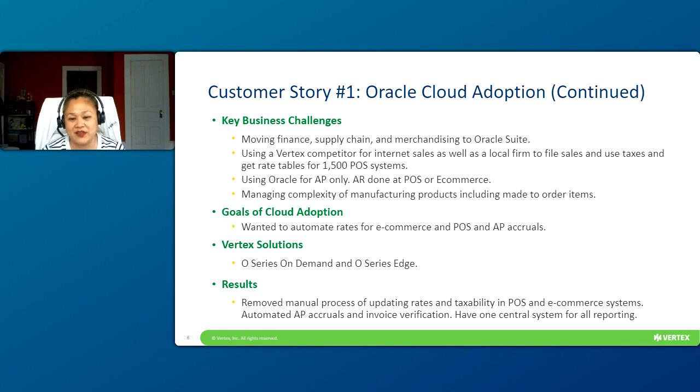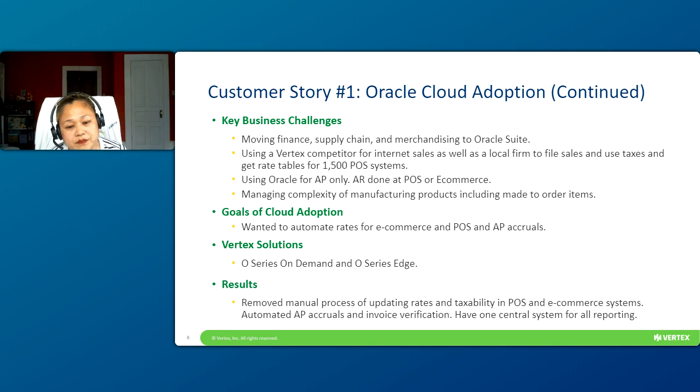So the result of that was exactly what they were trying to accomplish. We removed that manual process of updating their rates in their point of sale, and the taxability of their e-commerce system. We were able to automate the AP accruals as well as invoice verification, and everything was in a central system for all of their reporting. So the benefit here is clearly going from a very manual process, or in some cases no process at all, to a fully automated cloud infrastructure that allows them to operate on a central application.